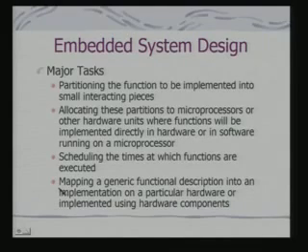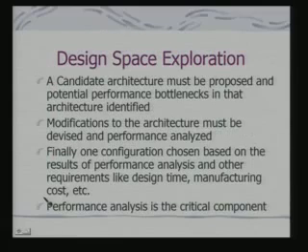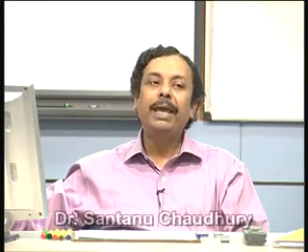But for doing all these things, we need to do mapping. Mapping a generic functional description into an implementation on a particular hardware, or maybe implemented using a set of hardware components. So if I want to do this mapping, I need to know what the different possibilities are. Depending on the possibilities, we shall do this mapping. So the design space exploration would mean a candidate architecture must be proposed. When we are proposing a candidate architecture, we are making a choice among the possibilities of the target architecture in terms of processor, and also in terms of the hardware components which can be put together to make dedicated hardware.